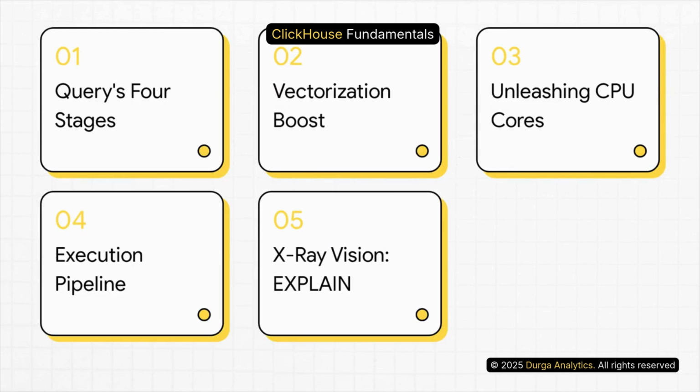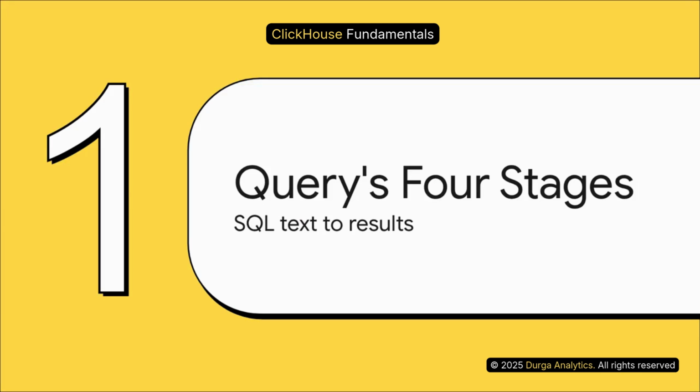To really understand this, we've got a clear roadmap. First, we'll trace the 4-stage journey that every query takes. Then, we'll dive into the 2 secrets that give it that incredible speed: vectorized execution and massive parallelism. After that, we'll look inside the execution pipeline itself. And finally, I'll show you the command that gives you X-ray vision into this entire operation. Okay, let's dive right in.